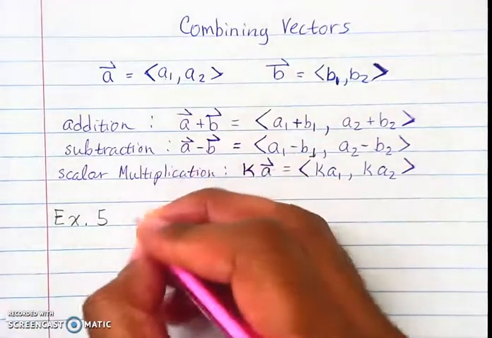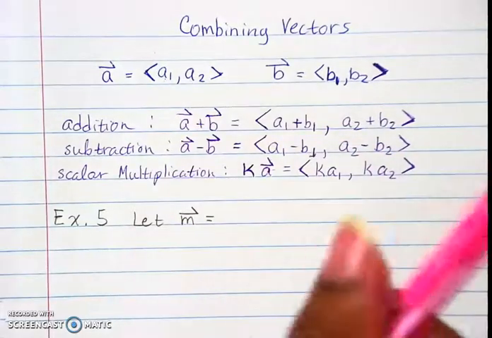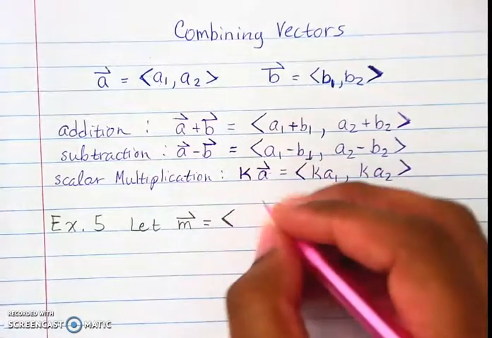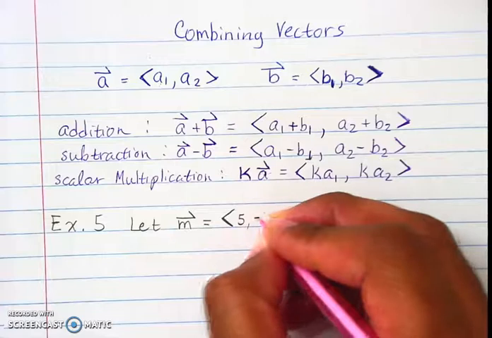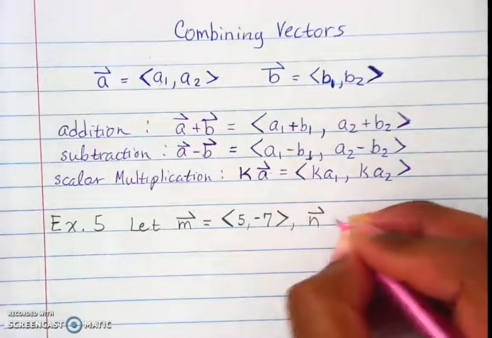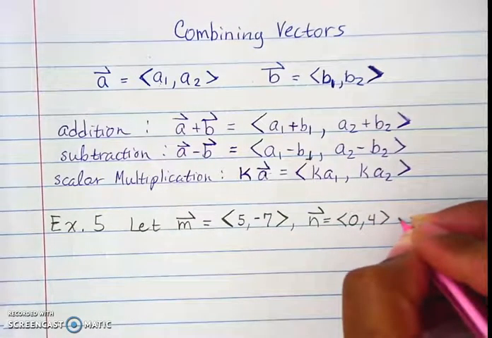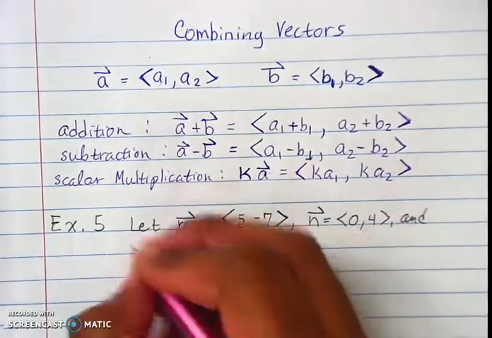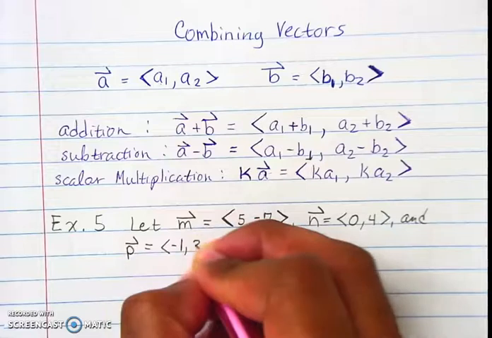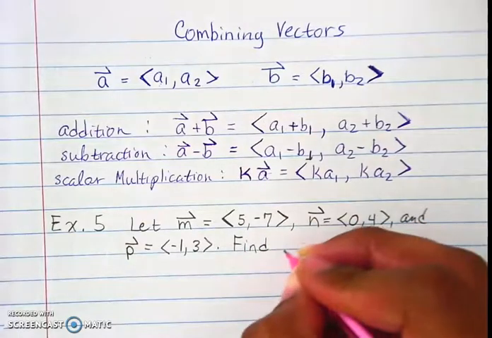All right, so here are the directions. We're going to let vector M equal 5, -7. Vector N equals 0, 4. And vector P equals -1, 3. And we're going to find each of the following.